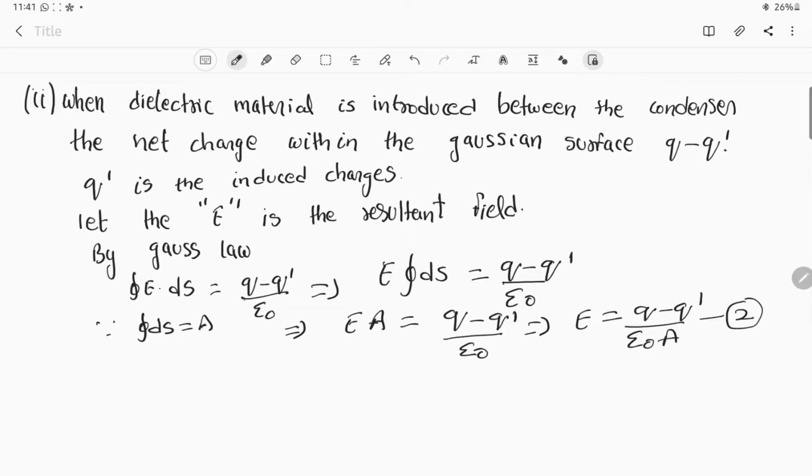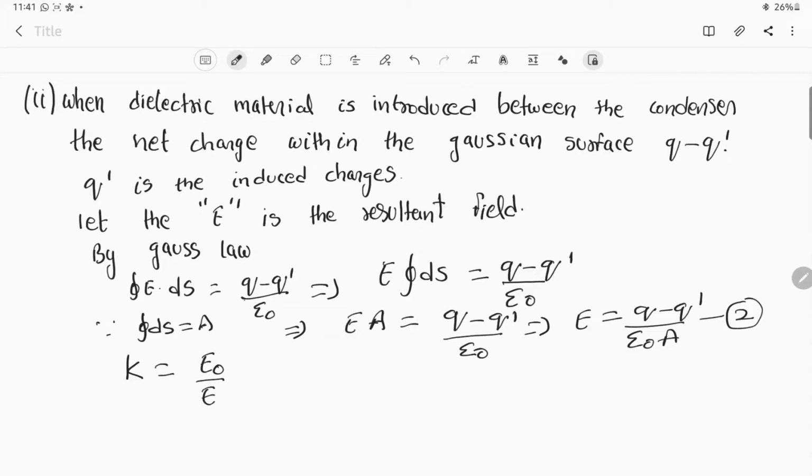Now clear? But you are aware of the dielectric constant. What is the formula for the dielectric constant? K is equal to E naught by E. This is the dielectric constant.